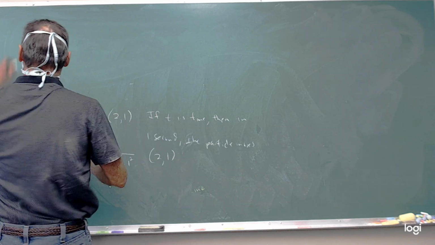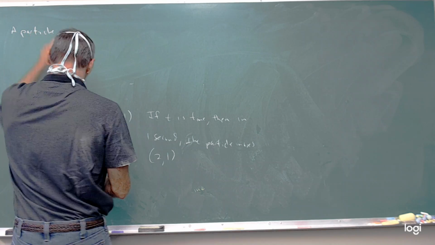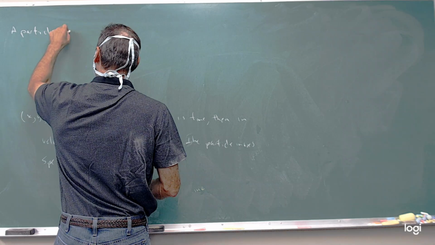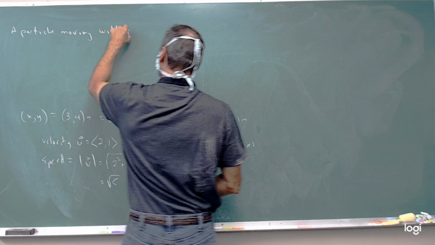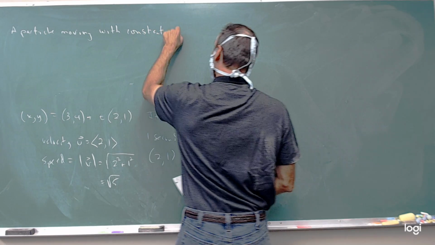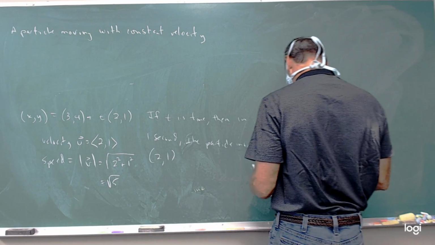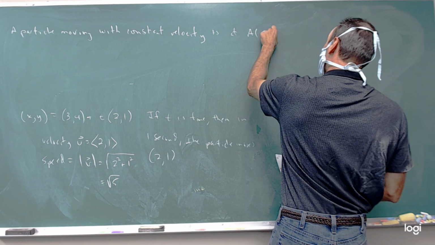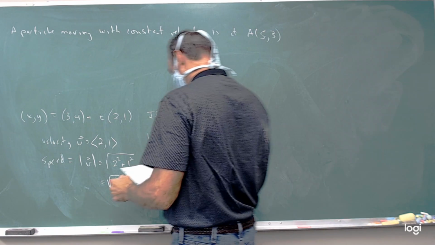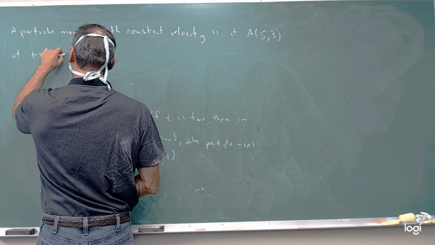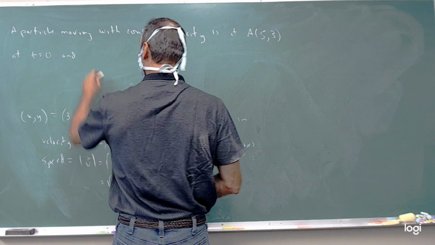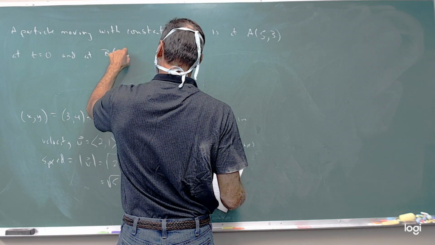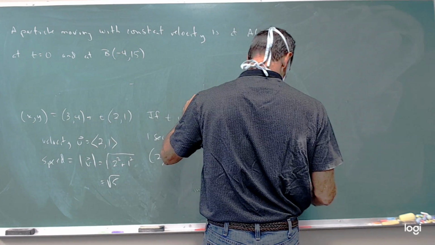So we'll say now a particle moving with constant velocity is at point A, given by 5, 3, at t equals 0, and at B, which is -4, 15, if I can read my writing, when t equals 3 seconds.